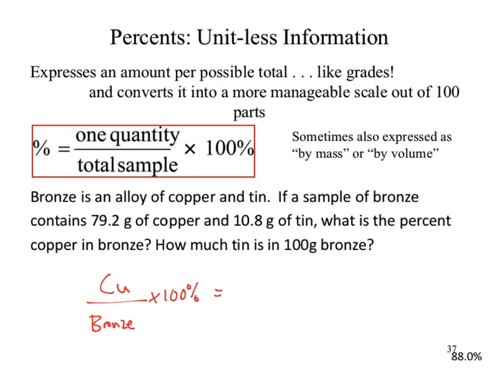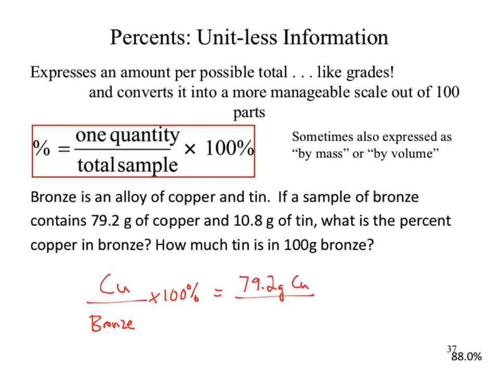Well, do I know the amount of copper in bronze? I'm given some numbers, right? Those numbers tell me I have 79.2 grams of copper. So do I know an amount of copper? 79.2, awesome. 79.2 grams of copper. This needs to be in my amount of bronze.